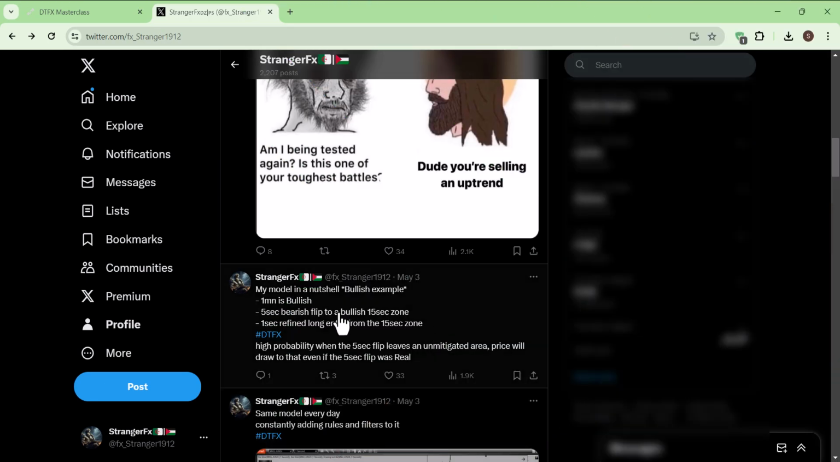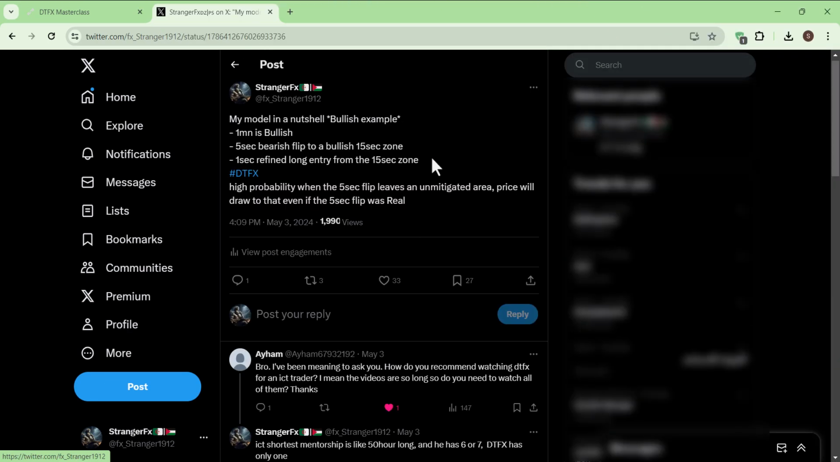If we refer back to this tweet, first of all, I use 3 or 5 main time frames. I use the 1 minute as my direction. Where is the market heading next? Are we bullish or are we bearish? Of course, price is fractal, so if you are using the daily as your higher time frame, this would be your daily time frame.